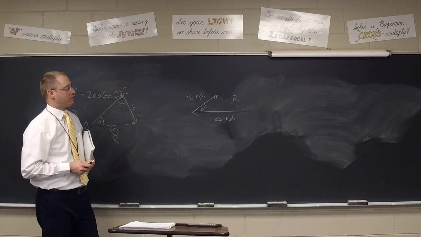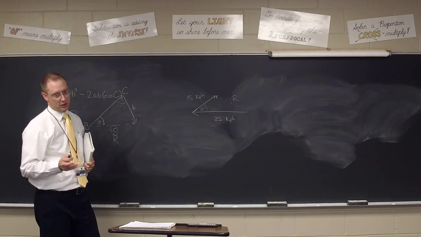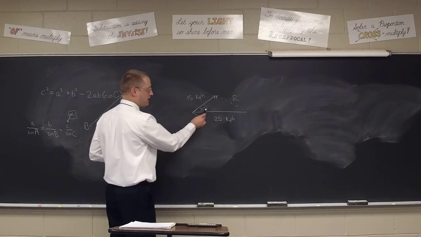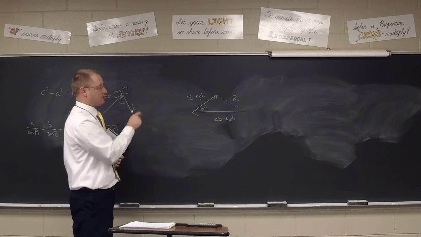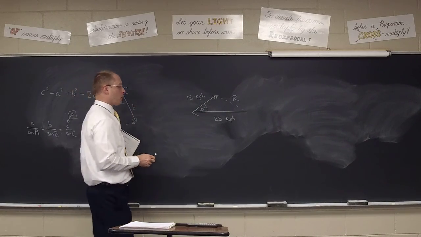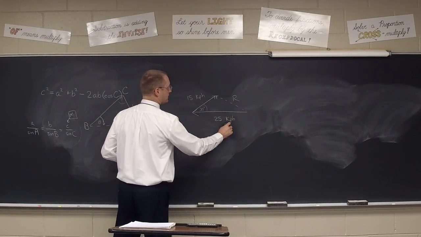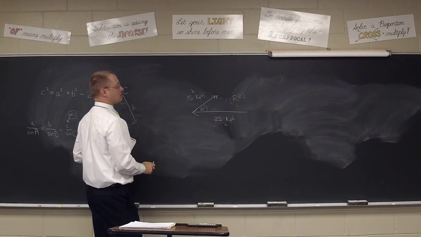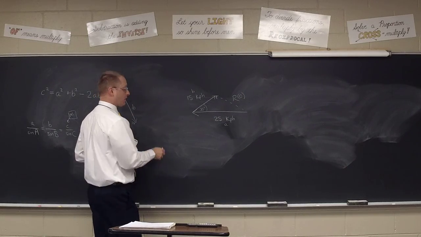What is the angle between the vectors, class? 30. This time it really is 30. We didn't have to do any calculations with the angle, as we often will. And so when we set it up, again, assuming that this is A, this is B, and the resultant is C, we're going to set up our law of cosines. Say it with me, class.